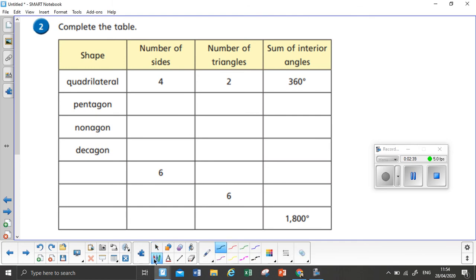So let's look at our pentagon. So number of sides in a pentagon. That's 5. And they actually used a pentagon in your question 1. So it said a pentagon had 3 triangles. So 3 times 180 is the same as 6 times 9, so it's 540.